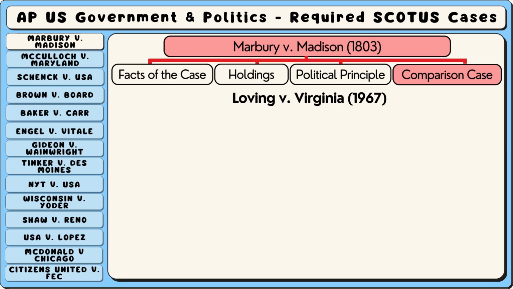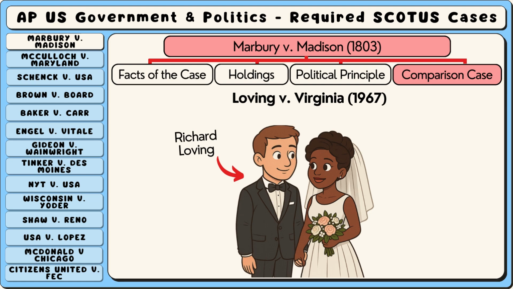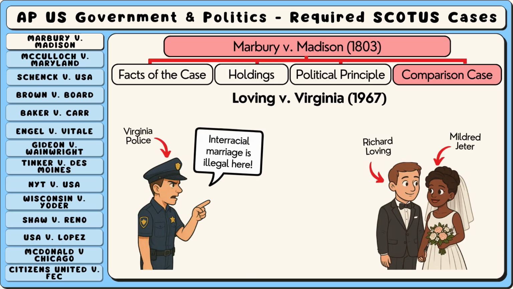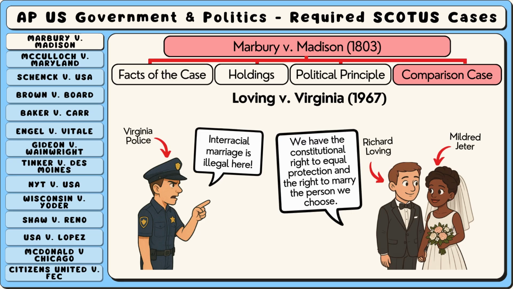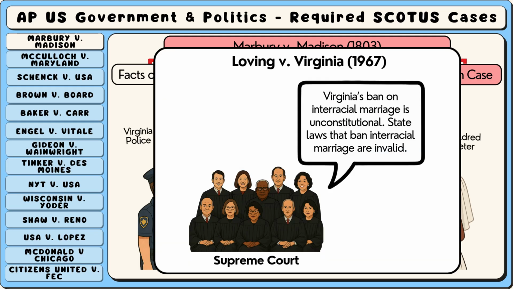In the exam, you'd be given an overview of the non-required case. So, in Loving versus Virginia, you'd be told about a white man named Richard Loving and a black woman named Mildred Jeter, who got married in Washington, D.C., where interracial marriage was legal. When they returned home to Virginia, they were arrested because the state had a law that made marriages between people of different races illegal. The couple argued that this law violated their basic rights under the Constitution, especially the right to equal protection and the right to marry the person you choose. The Supreme Court agreed with Loving and ruled that Virginia's ban on interracial marriage was unconstitutional. This decision ended all state laws that banned interracial marriage.